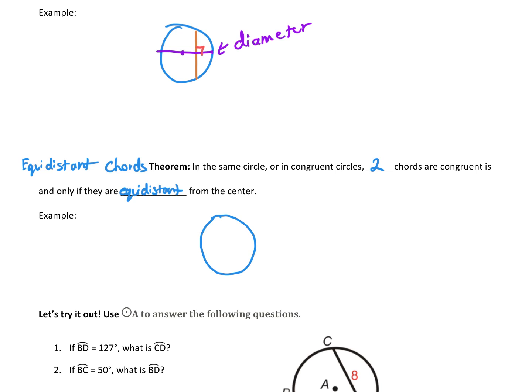Here, if there's a center here, and we have two chords, and they just happen to be the same length, like this chord is the same length as that, we can definitely say that the two chords are also congruent. So we can then say this is congruent to that.